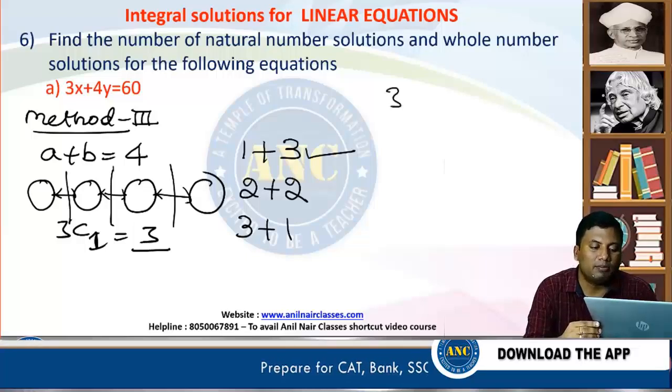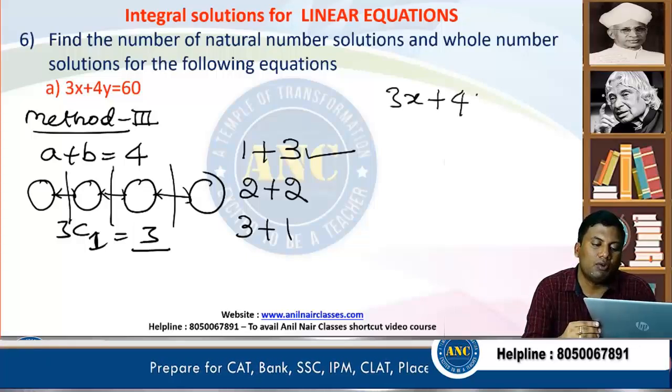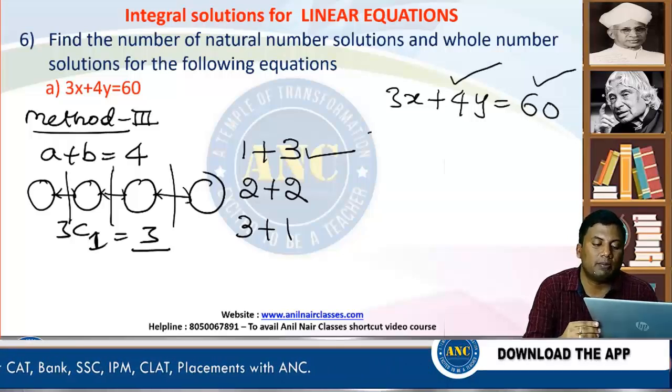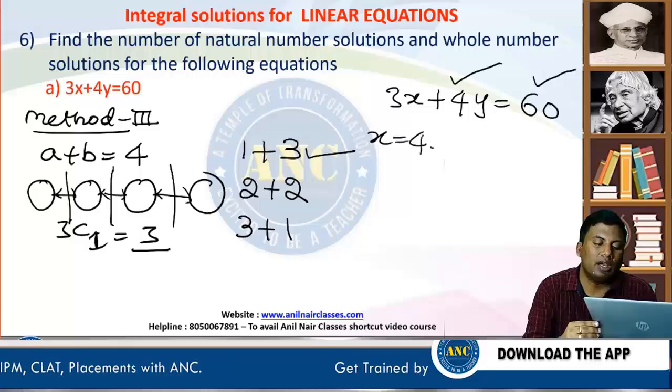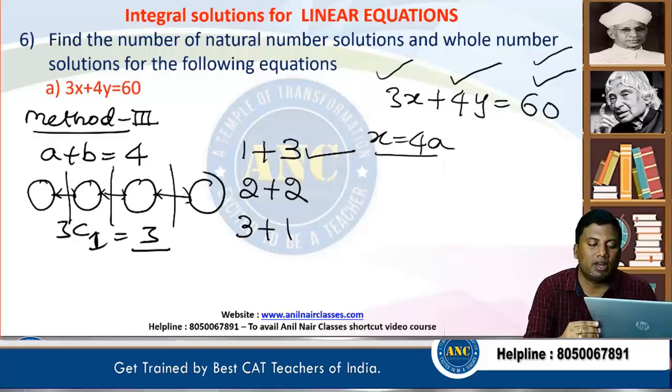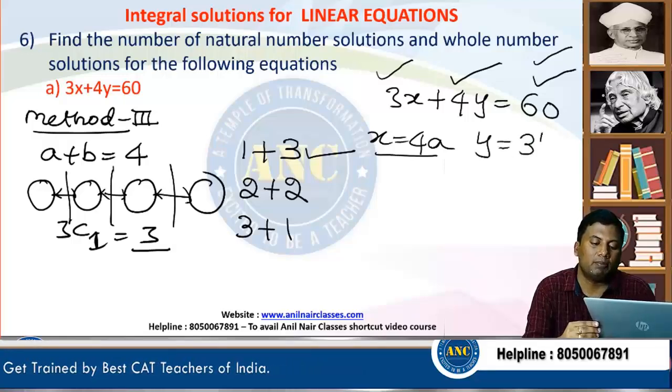Now we will use the same method. 3x + 4y = 60. This is a multiple of 4, this is a multiple of 4, so x should be a multiple of 4. This is a multiple of 3, this is a multiple of 3, so y should be a multiple of 3.